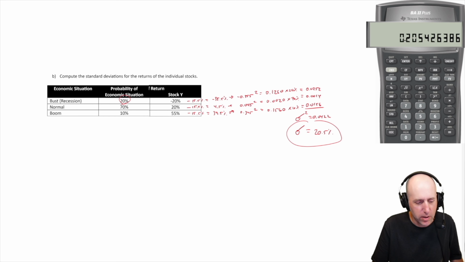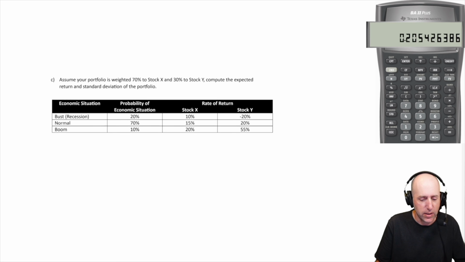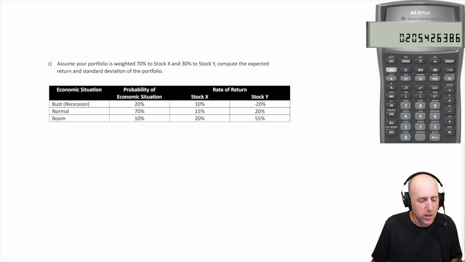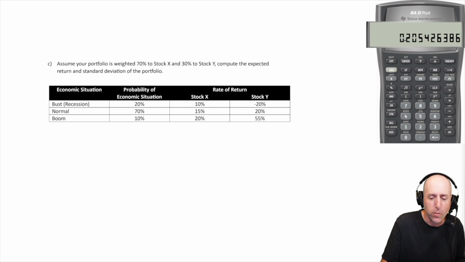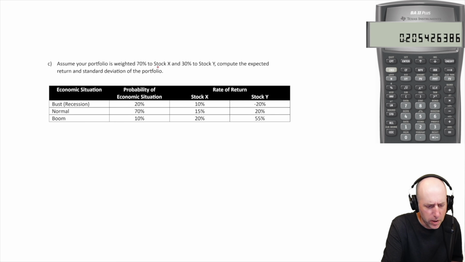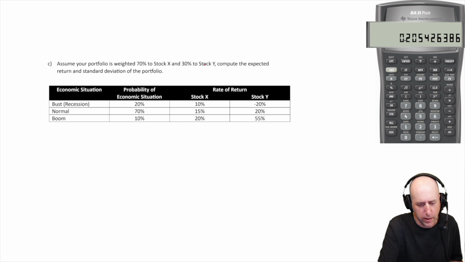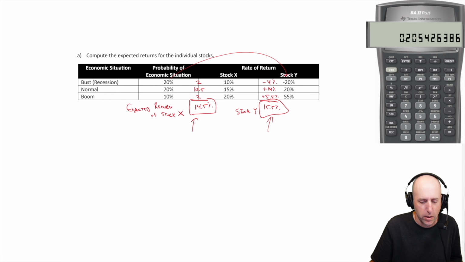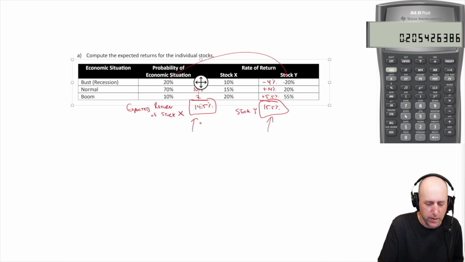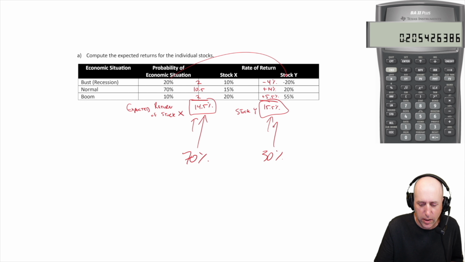Okay, so we've computed the standard deviation. We've solved part B. Moving on to C, and this is another sort of challenging part. There's actually two pieces. The first part's easy, the second part's harder. It says, assume your portfolio is weighted 70% to stock X, 30% to stock Y. Compute the expected return for the portfolio.